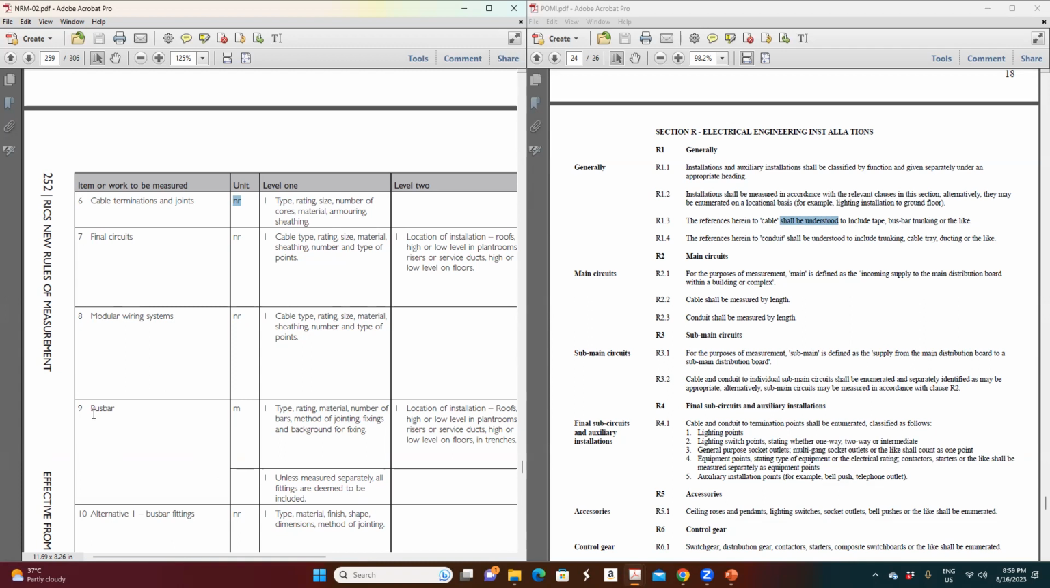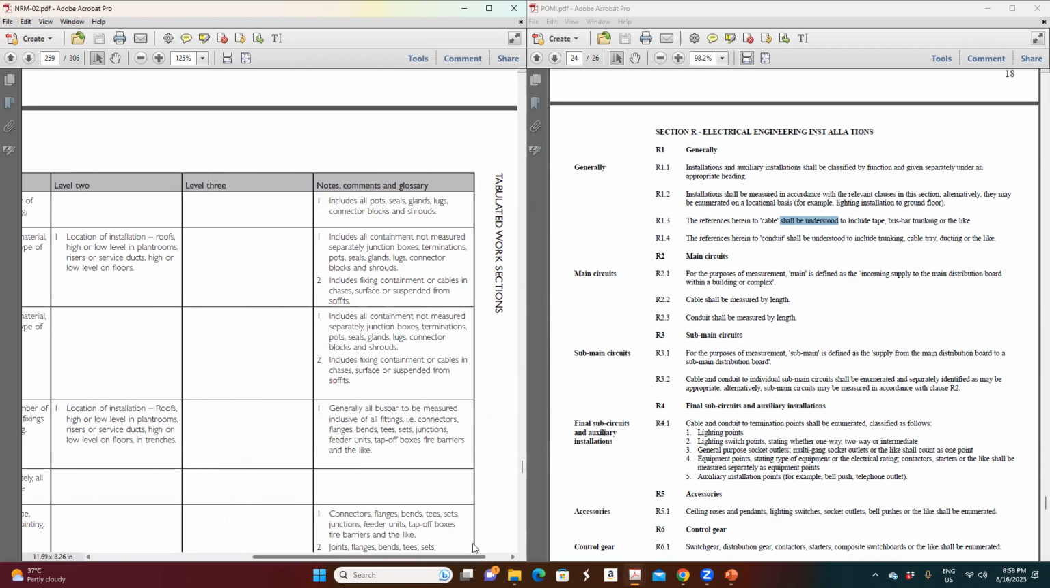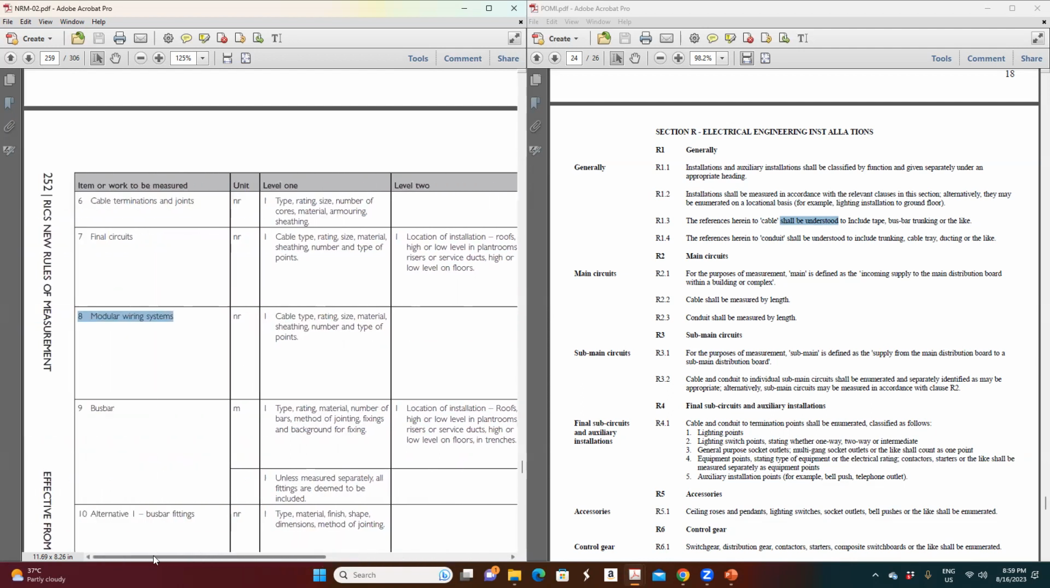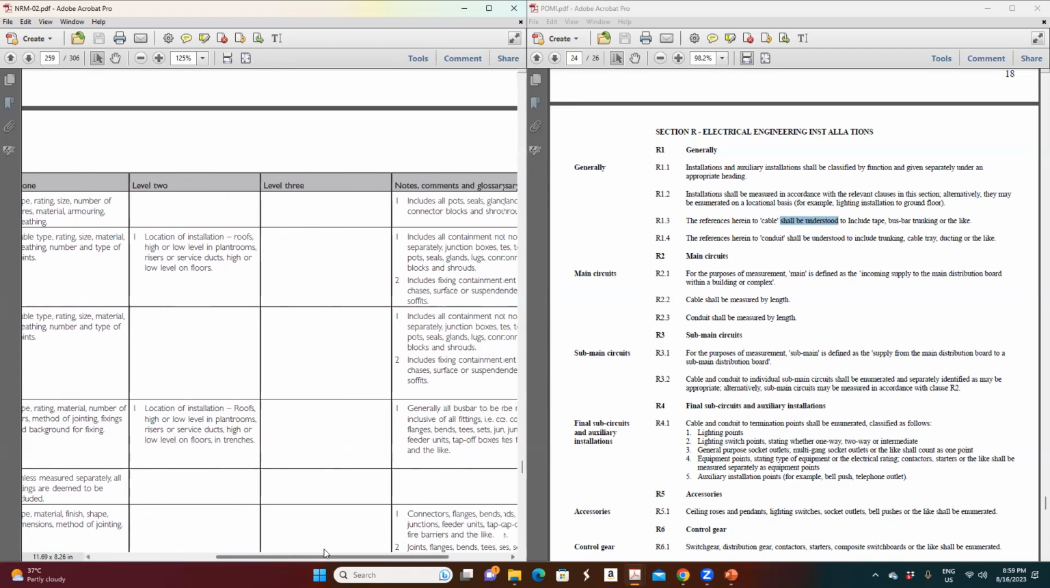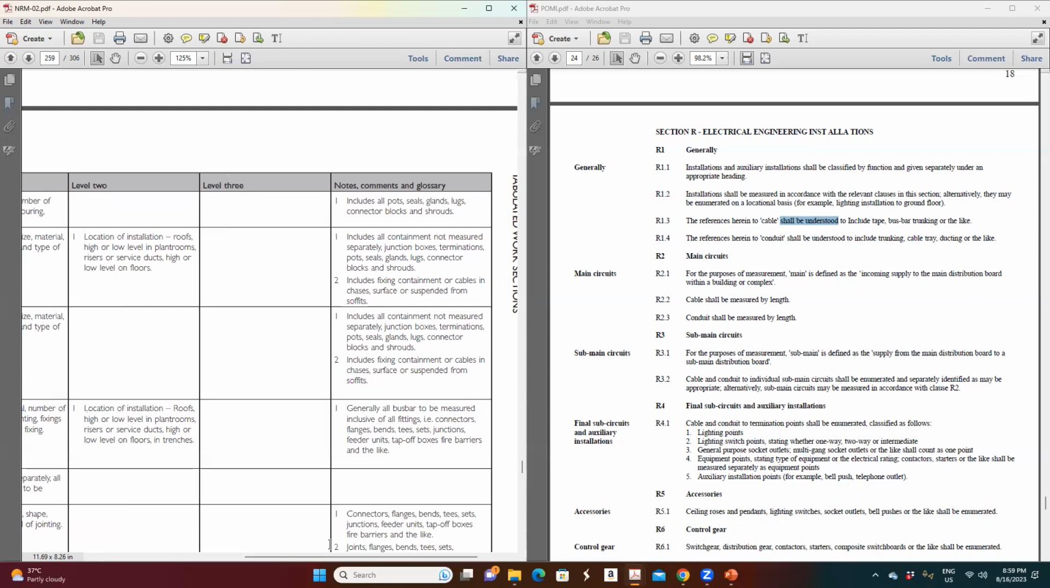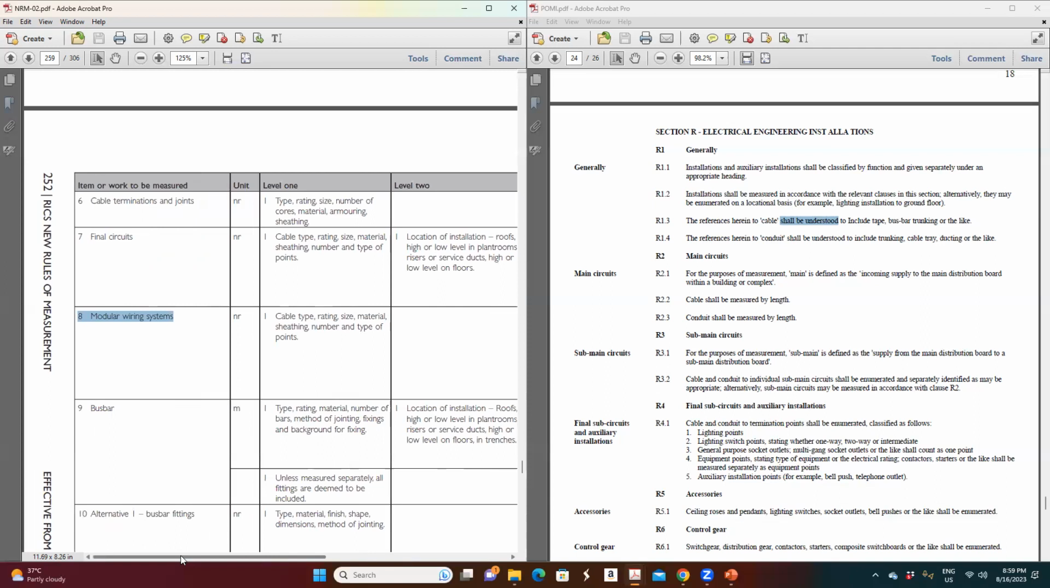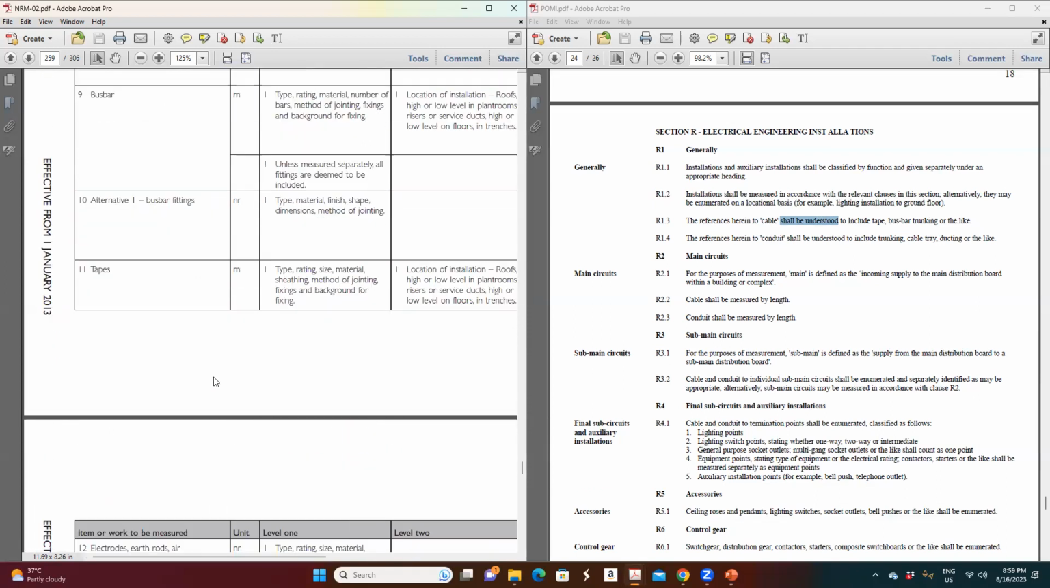Then bus bar is here by meter. Modular wiring system: what do you mean by modular wiring system? It includes all containment not measured separately, junction box, fixing containment, cables, and surfaces suspended. Modular wiring system is like a prefabricated system, where some of the system is already done. You come and fix it here, but normally I don't think that's happening here.